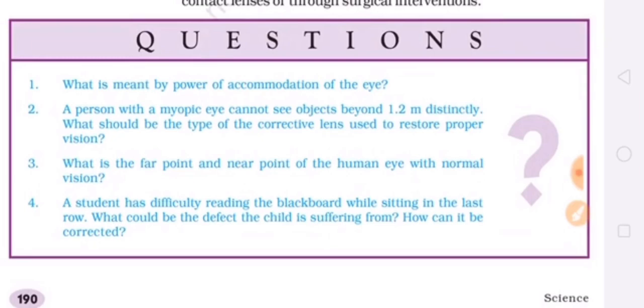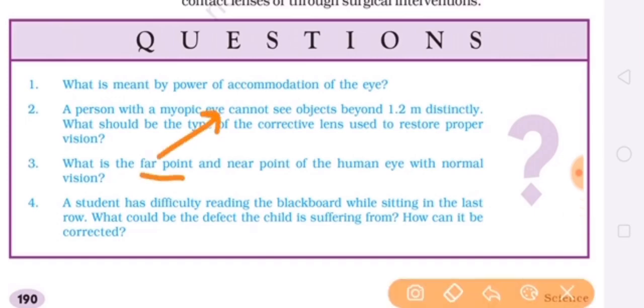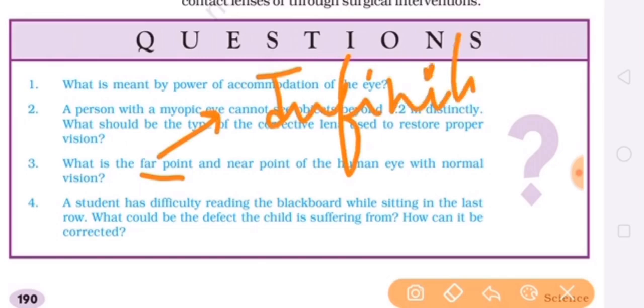Now in the third question, what is asked? It is asked what is the far point and near point of the human eye with normal vision? What is the far point? Far point is infinity and near point is 25 centimeter. So in this third question we have to write the far point and near point. Far point is infinity and near point is 25 centimeter. So these are the 3 questions.